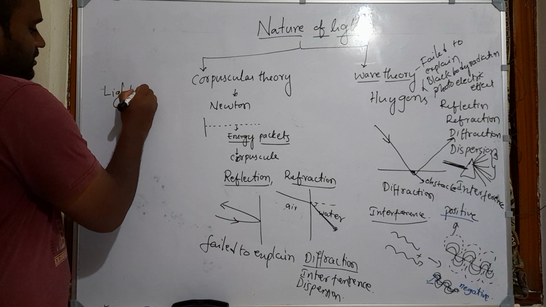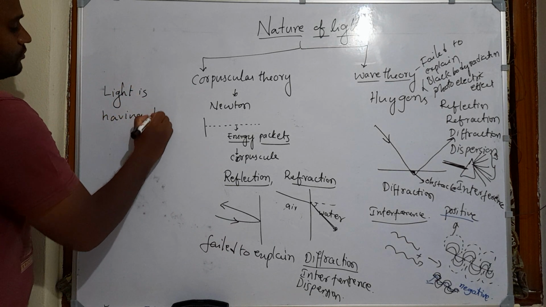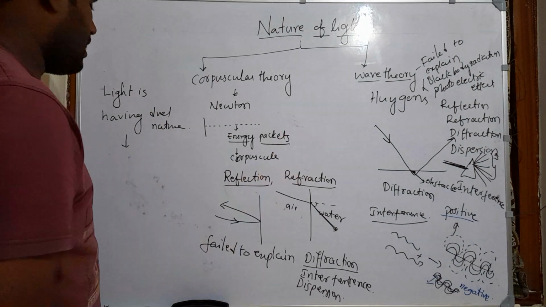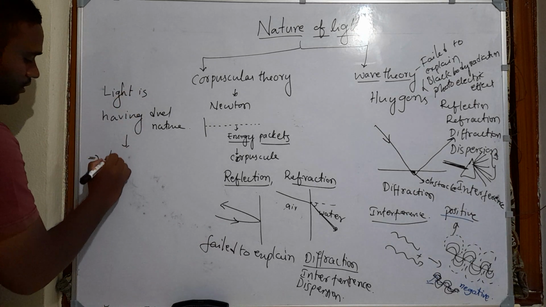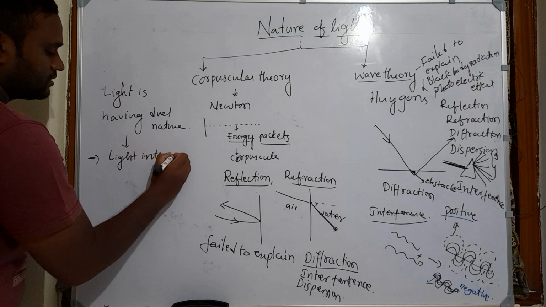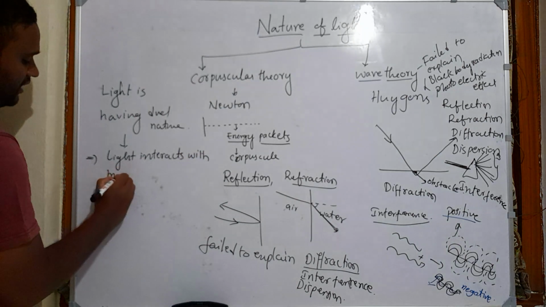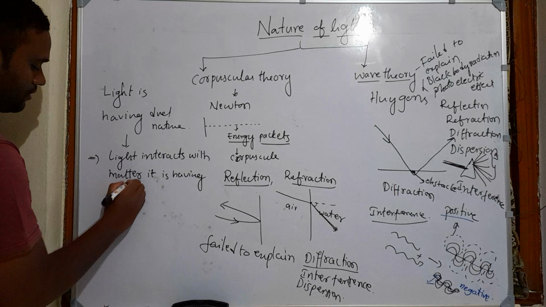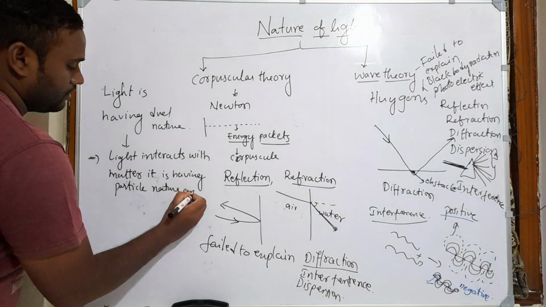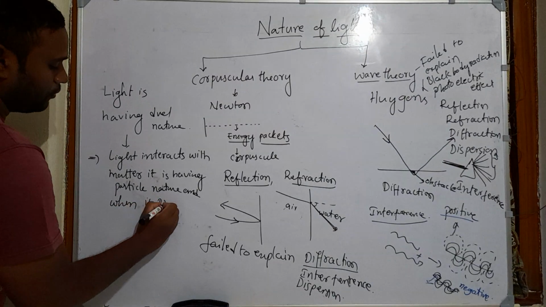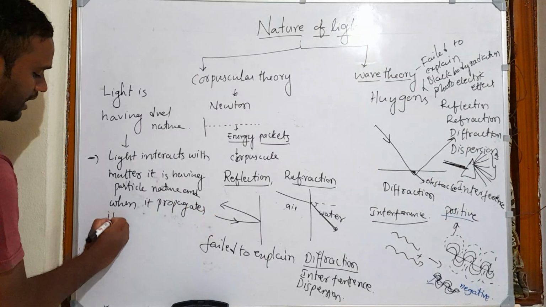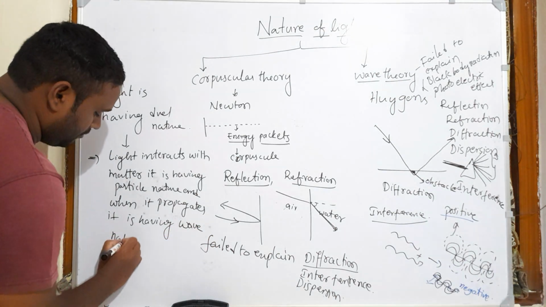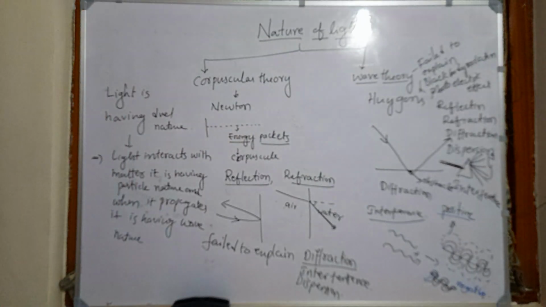Light has dual nature, which means light can have corpuscular nature, meaning particle nature, and it also has wave nature. When light interacts with matter, it has particle nature, and when it propagates, it has wave nature. When it is propagating, what does that mean? When it is moving from one place to another place, that is called propagating.